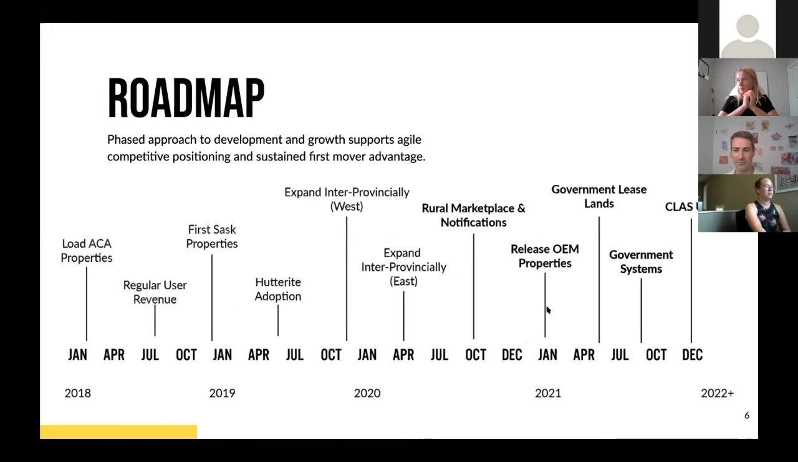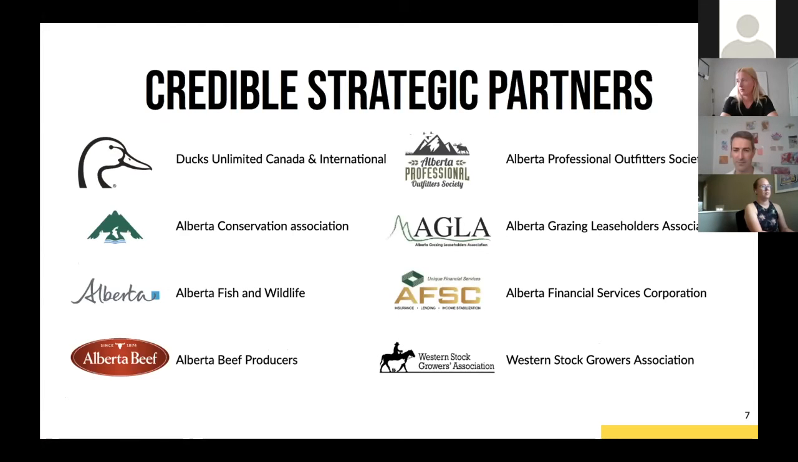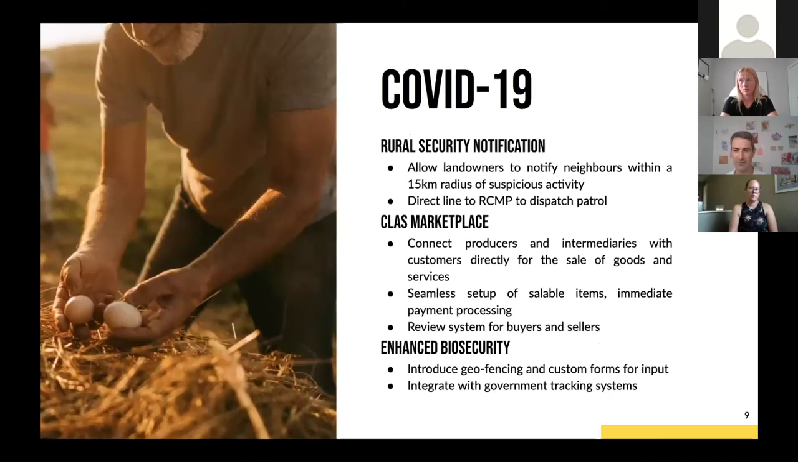We also have a large OEM deal that we're working on to release in the new year in January, followed by a partnership with the government. And then ideally, by the end of next year, being in the US, where they have similar challenges to Canada. Today we have some great partners on board, both Ducks Unlimited, the Alberta Conservation Association, Alberta Beef, and a number of others that are helping to push our initiative forward.